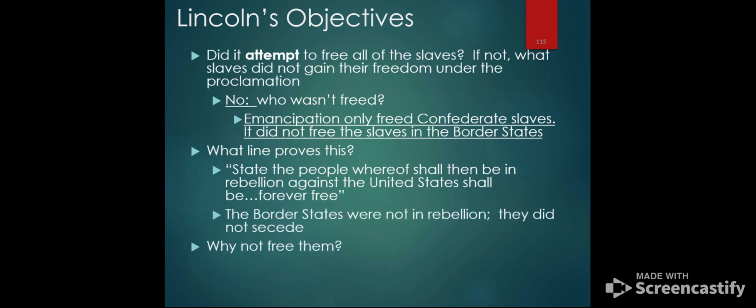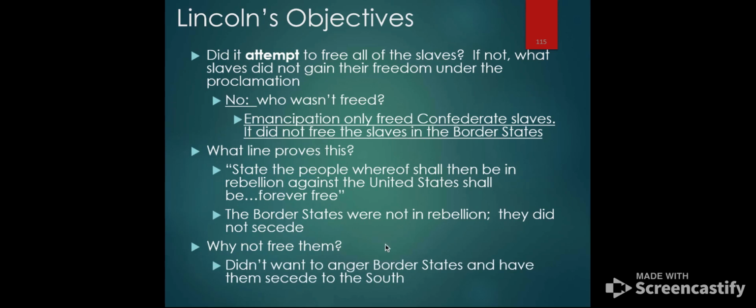They did not secede. So why doesn't Lincoln free them? After all, Lincoln's an abolitionist. He hates slavery. Why isn't he freeing them? The reason why is he can't anger those border states. If he angers them, they could secede. They'll jump to the South, and now they will be fighting against the North. Lincoln can't afford that in the war. And if we think back, the war hasn't been going all that well for the first year and a half. Yeah, they had the big victory at Antietam, but in general, they are not winning against the South.